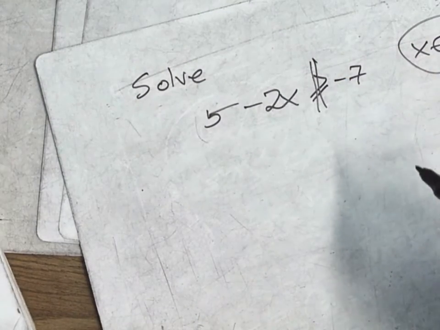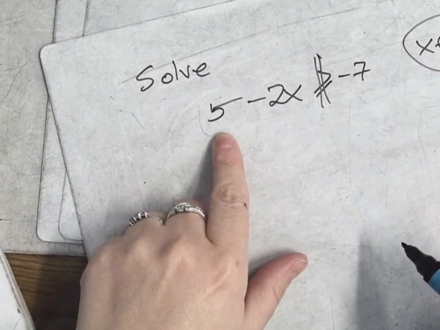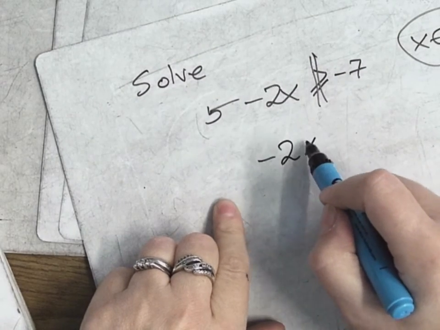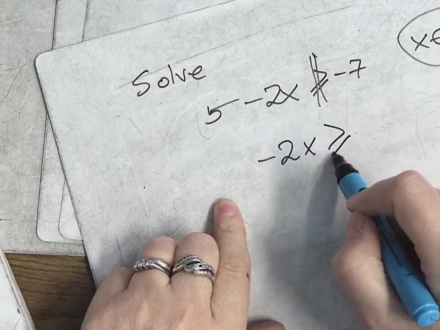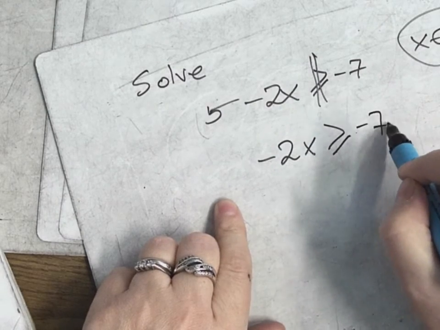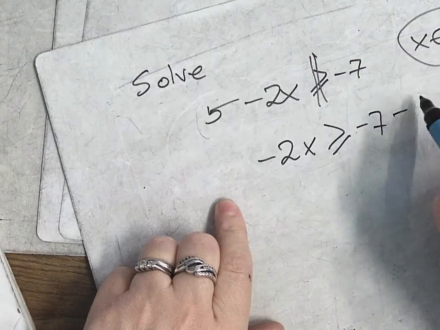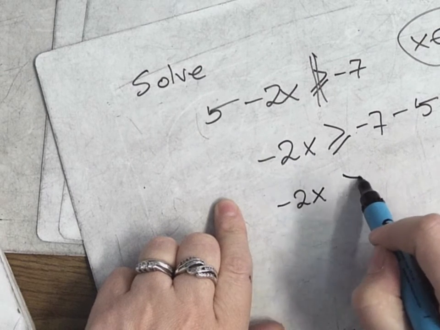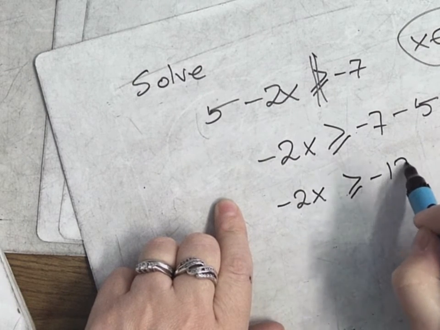Right, okay, build a wall. X is on one side, numbers on the other. So 5 is moving. Now be careful, minus 2x is staying. Right, that's a greater than or equal to. Then I have minus 7. Bring over the 5, it becomes minus 5, doesn't it? So that's minus 2x is greater than or equal to minus 12.